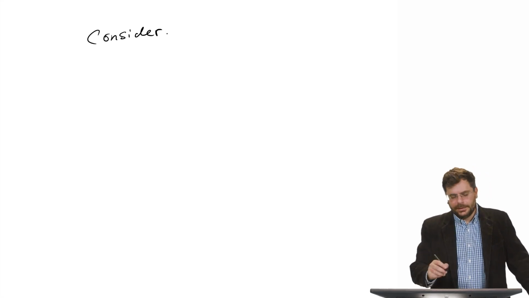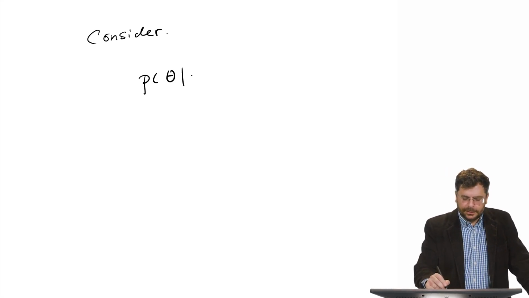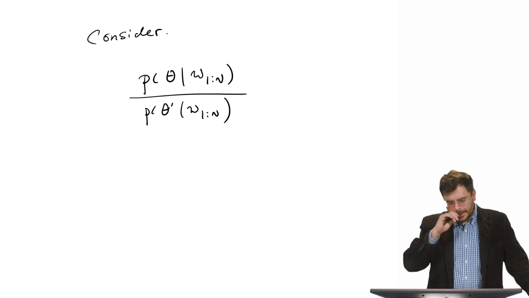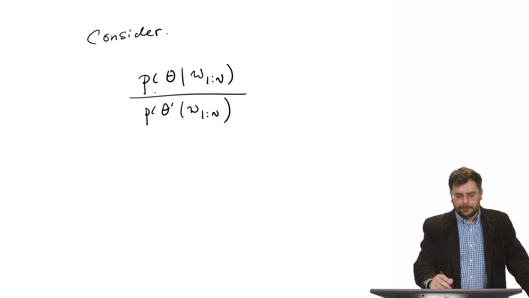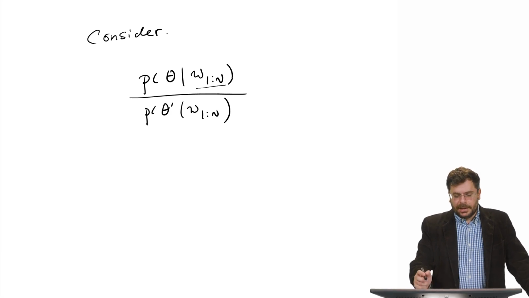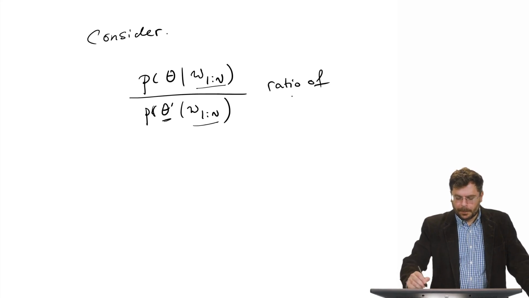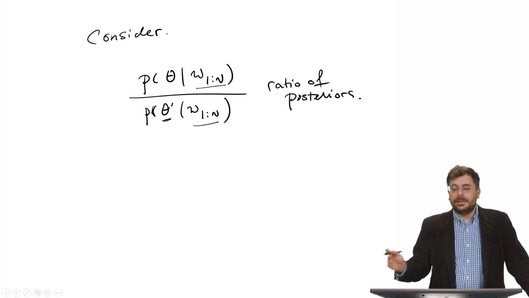So the first thing I'd like to do is write something down and ask us to consider it for just a second. What is the meaning of this object here? Well, this object is the probability of the parameters given the W's divided by the probability of a different parameter given the W's. So this is really a ratio of posteriors.